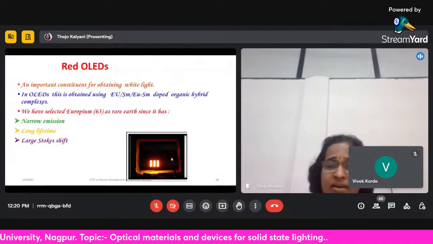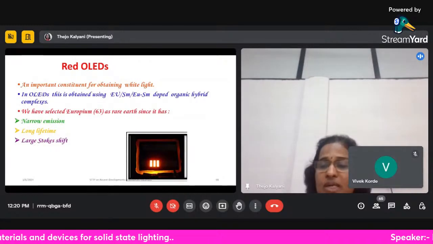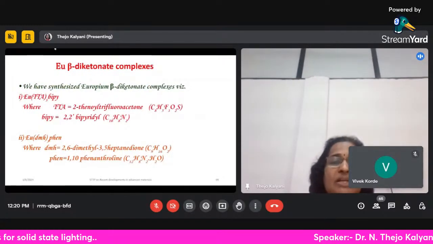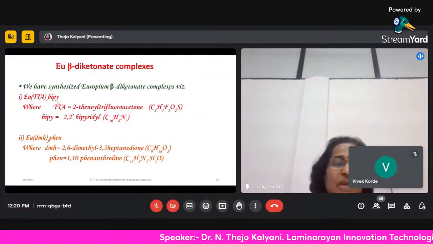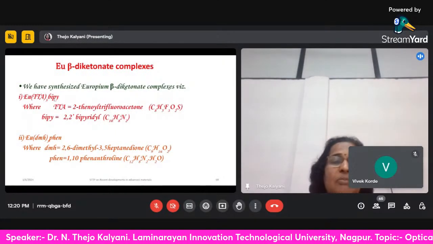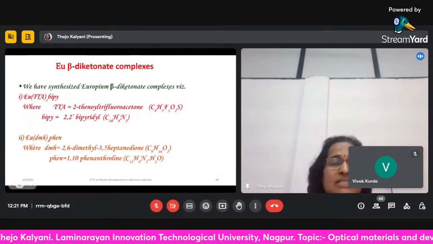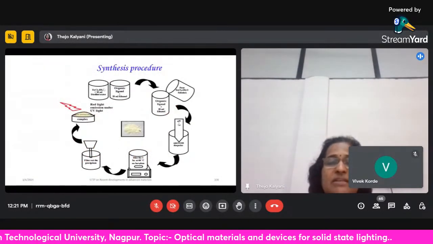So these are red light emitting diodes. I'll be skipping the things which are not more relevant. Now these are the beta diketonate complexes we have synthesized, like Eu(TTA)3bipy. This is europium, this is thenoyltrifluoroacetone, and this is bipyridyl. This is the other complex which we have synthesized, and I'll let you know how it is synthesized.